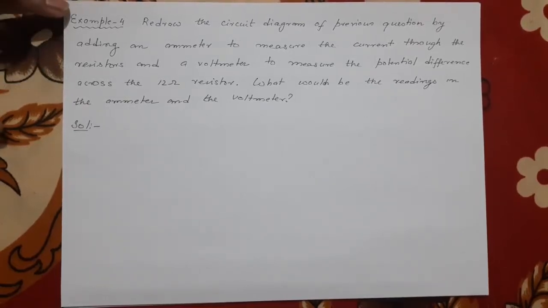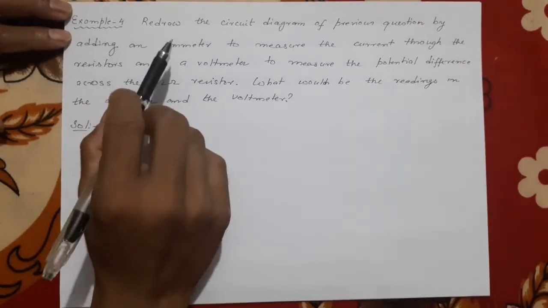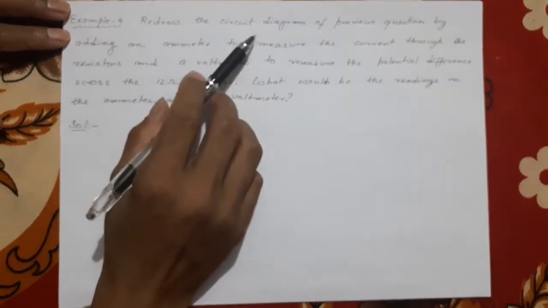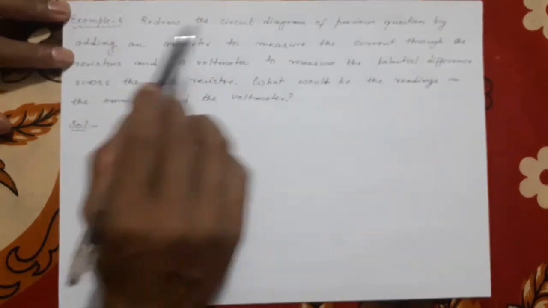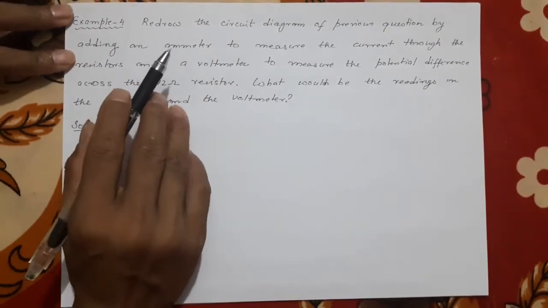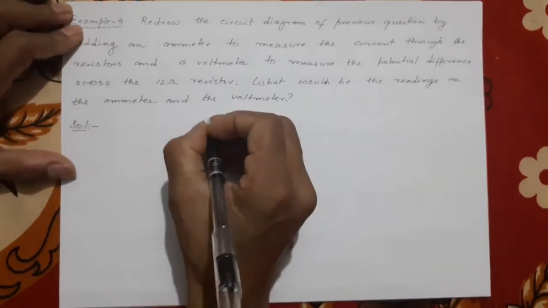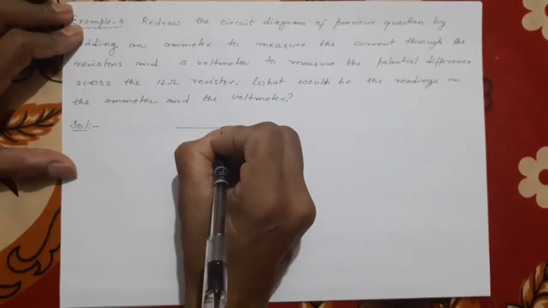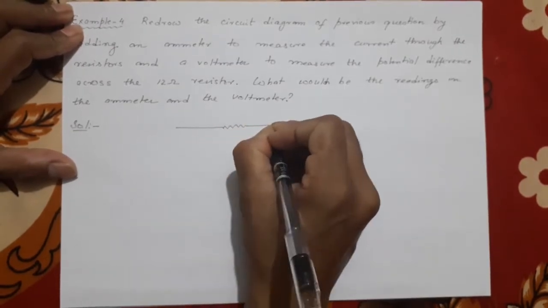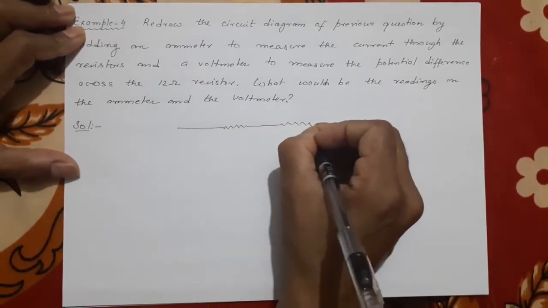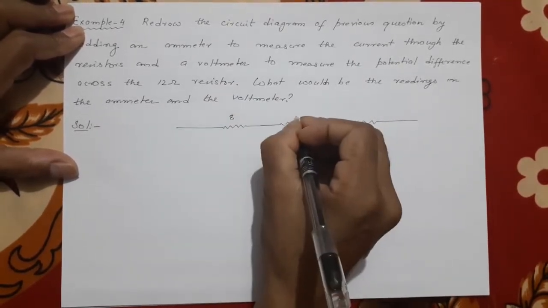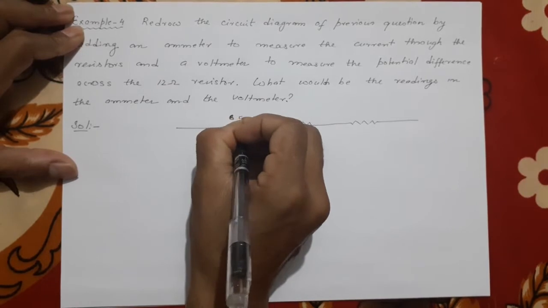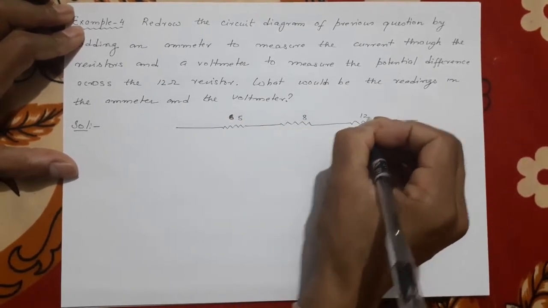Okay, let us see example number 4 now. It says redraw the circuit diagram of the previous question number 3, by adding an ammeter. Redraw means you already remember what the diagram was. It was like this. First one is 5 ohms, 8 ohms and 12 ohms.